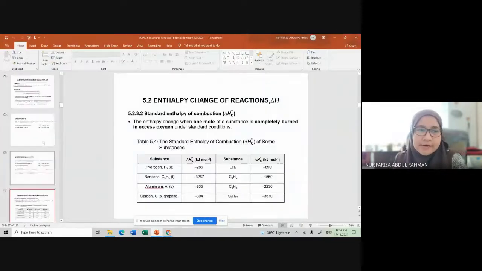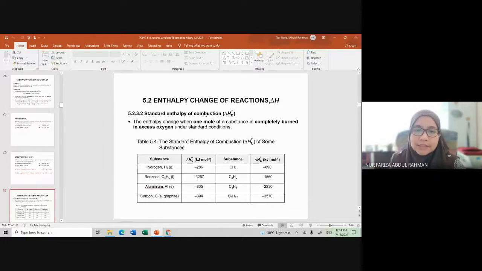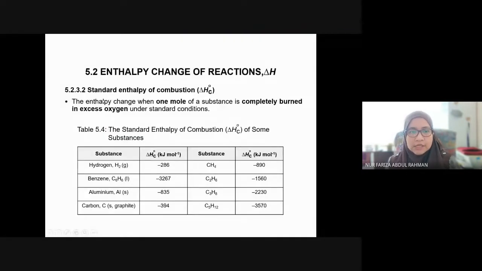Okay, all right, so that's that. So that one is for enthalpy change of formation. Now let's move on to enthalpy of combustion. Okay, enthalpy of combustion. So the enthalpy change for combustion is when 1 mole of a substance is completely burned in excess oxygen under standard condition.